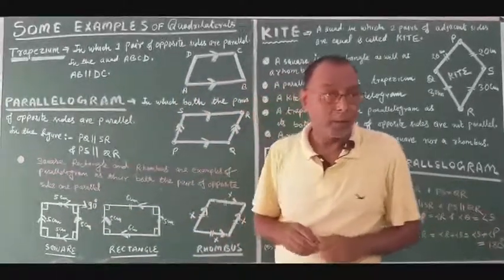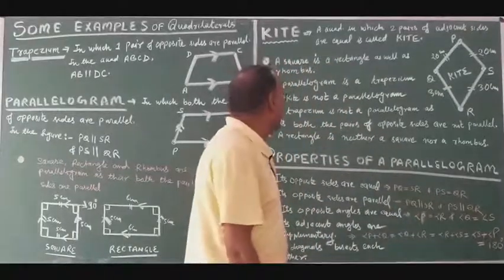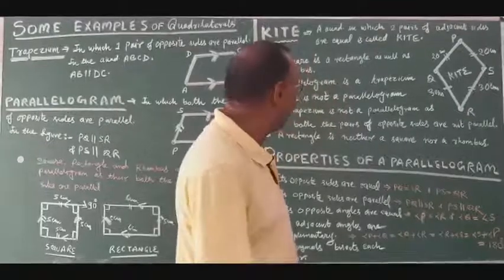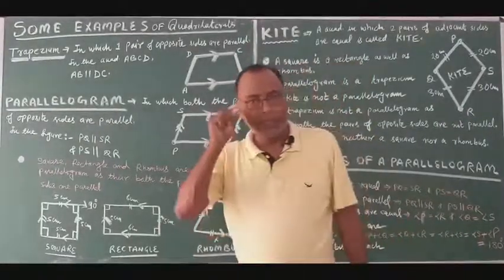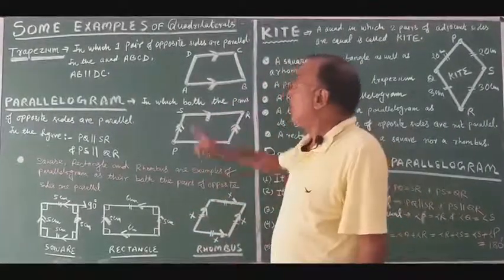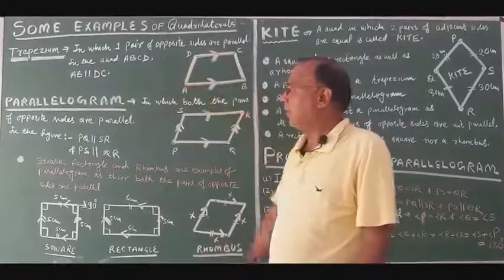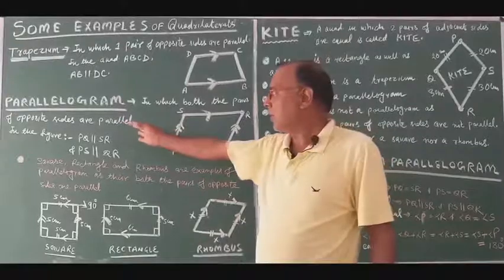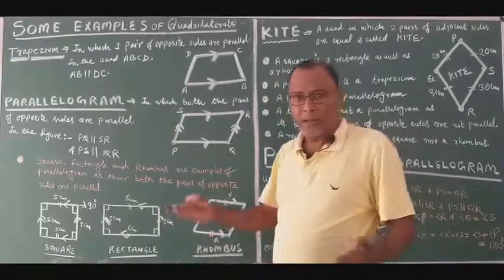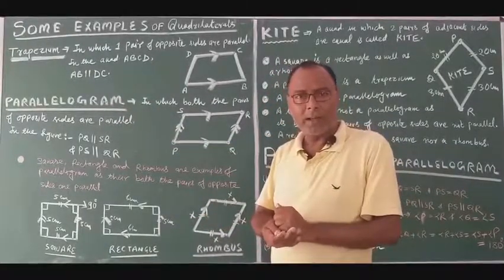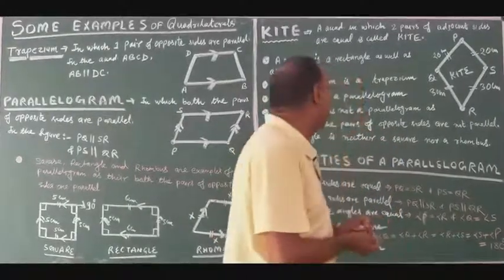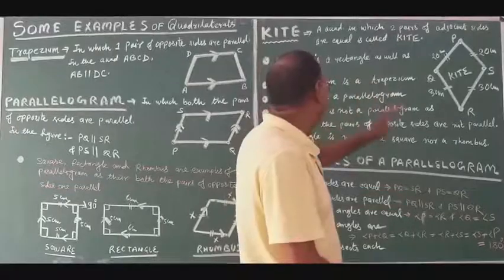Next thing, a parallelogram is a trapezium. What is the definition of a trapezium? In which one pair of opposite sides are parallel. And what happens in a parallelogram? Both the pairs of opposite sides are parallel. It means one pair is parallel there. It is confirmed in a trapezium. So therefore, a parallelogram is a trapezium.